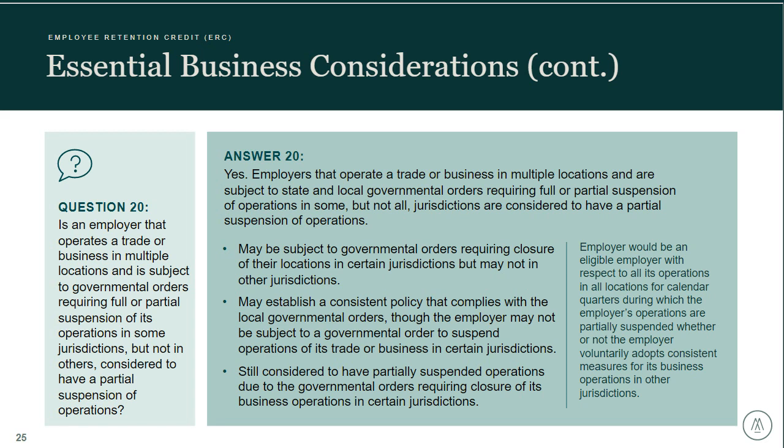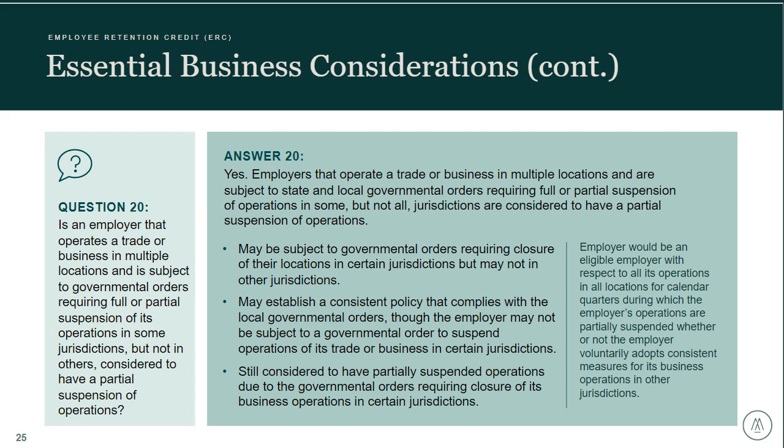So consider the juxtaposition of a business that has operations in California, which arguably had a series of restrictions, versus the same business operating in Florida with just different locations. And arguably speaking, Florida either did not have restrictions or did not have restrictions to the level that California did. So when we look at this, what we're trying to determine is, is the government order requiring the closure of locations in certain jurisdictions but not in others? So yes, we have that fact of the California and the Florida examples.